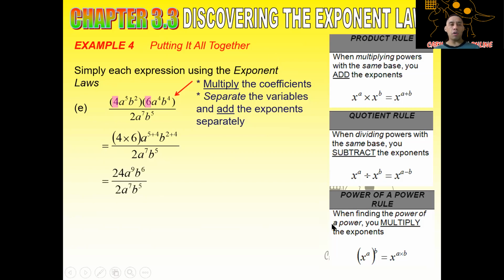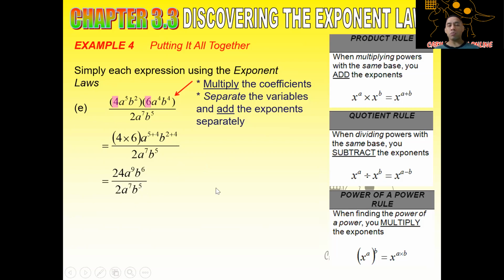Okay, so again, just going back to these ones over here. In this step, we have a to the exponent 5 and a to the exponent 4. So we're only adding the exponents of the same variable. As I mentioned earlier, the a and the b are completely separate from each other. And from there, in this step, notice that we have 24 a to the exponent 9 and b to the exponent 6, all over 2a to the exponent 7 and b to the exponent 5.